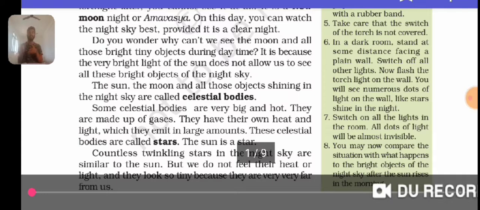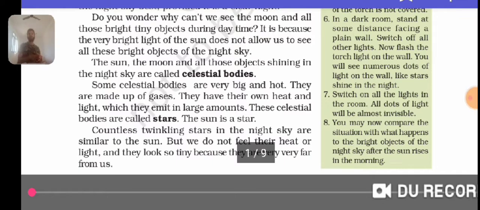But here also the question may arise: why don't we feel the heat of all the stars except the sun? What is the main reason behind it? We can't get heat from all the stars except the sun because they are very far from the earth. It is very far. That's why scientists don't use miles or kilometers to measure them.